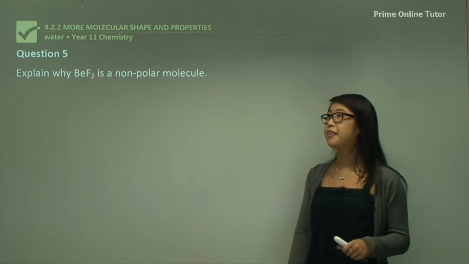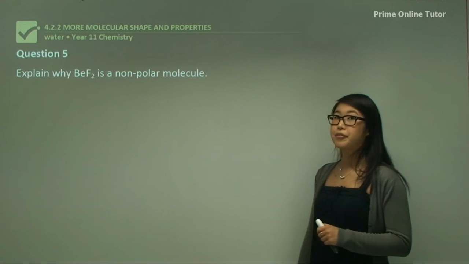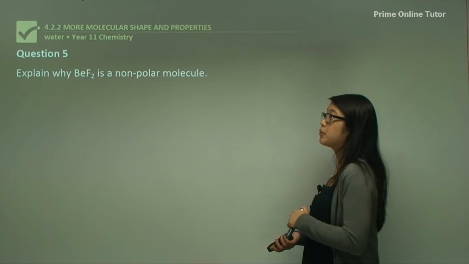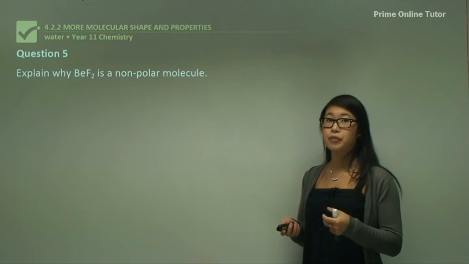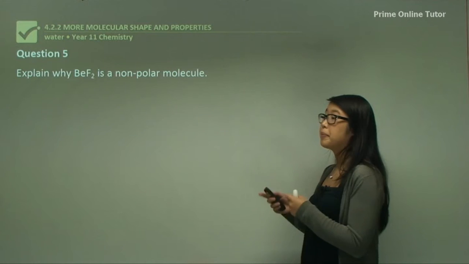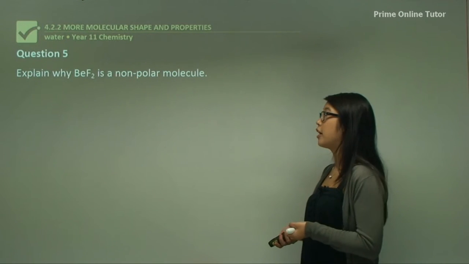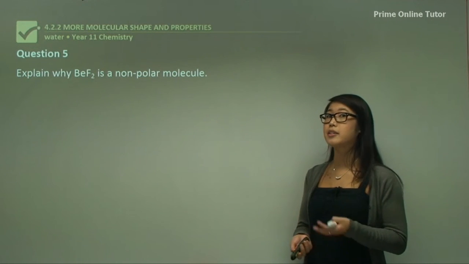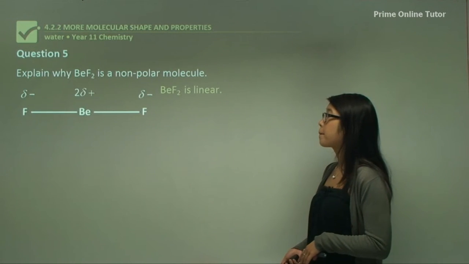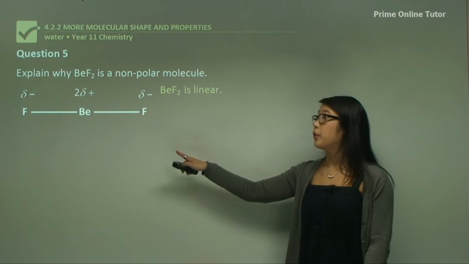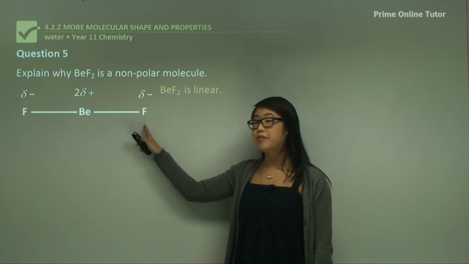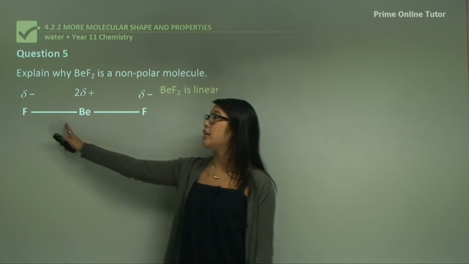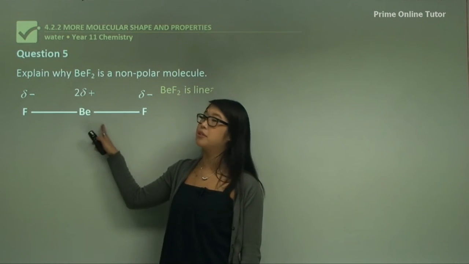Finally, question 5. Explain why beryllium difluoride is a nonpolar molecule. So we looked at this just then in one of our examples, and we know that beryllium difluoride is going to have the beryllium atom with the 2 fluorine atoms on each side. So this means it's going to be a linear one because there's no lone pairs to push it in any other direction. So it's linear like this, with the fluorine atom being more electronegative, pulling the electrons closer to it and making it more negative on this side, and the same on this side. So this here in the middle is going to be slightly positive.